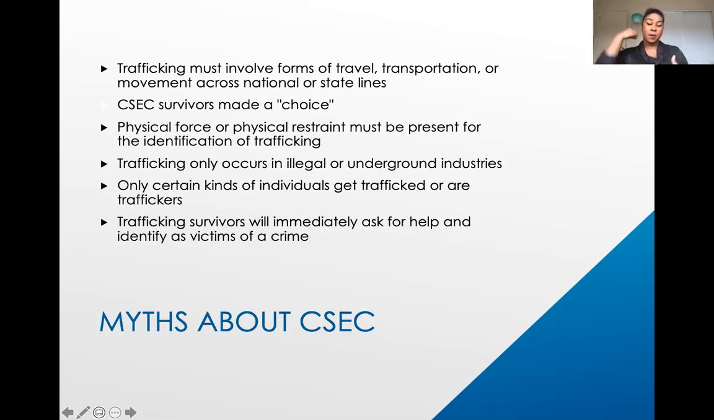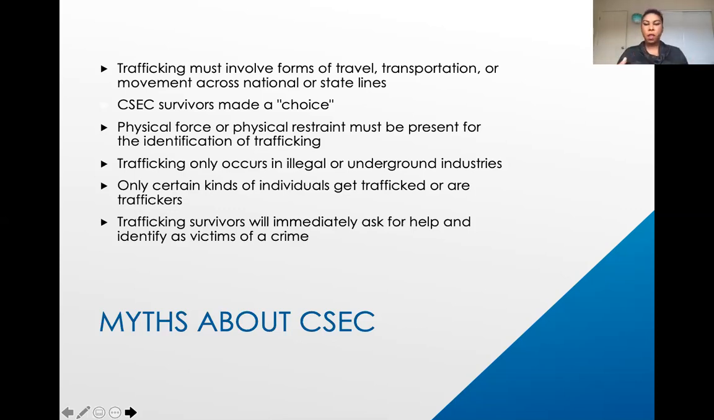Oftentimes when you look at the images of CSEC on Google, usually the victims are white or light skin. And if you Google traffickers, usually they're brown and men. We really need to highlight the embedded racism and sexism of that, and that CSEC survivors can come from any race, any gender, any ethnicity. But we will talk about certain vulnerabilities that some people may have to being CSEC survivors over others.